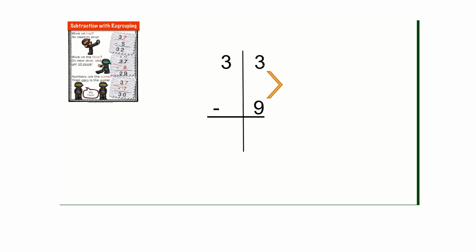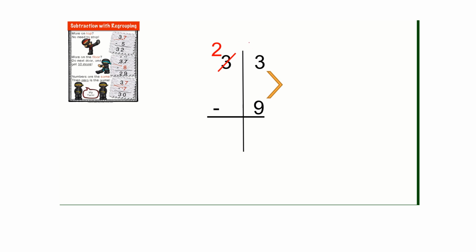So I have 3 minus 9. Can I solve 3 minus 9? Is that possible? Remember, the subtraction law is that the top number has to be bigger in order for us to subtract. So, more on the floor, go next door and get 10 more. That means we have to go next door to the tens place. I'm going to cross out the 3, and because I'm borrowing 1 ten, it becomes 2, and now I get 10 more.